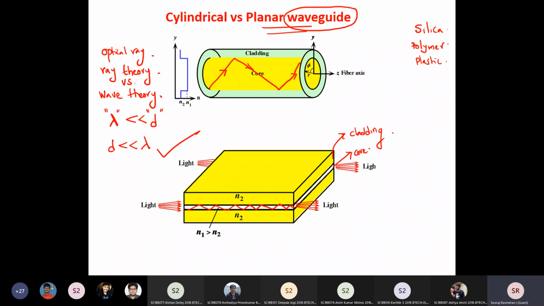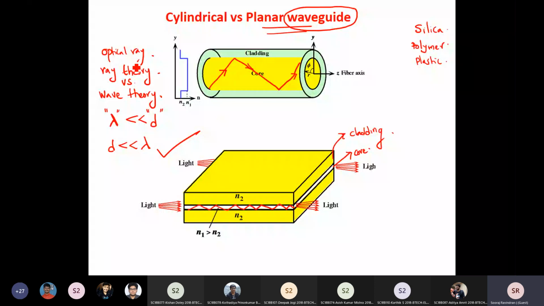An optical fiber is constructed using a core, and since it has a circular geometry, this core is encapsulated by a material called cladding, which has a slightly smaller refractive index. Whereas in the case of a planar waveguide, you have a slightly higher refractive index region that is sandwiched between two smaller refractive index materials. In this case, the light again undergoes total internal reflection. Here you can see two distinct interfaces at which total internal reflection happens.